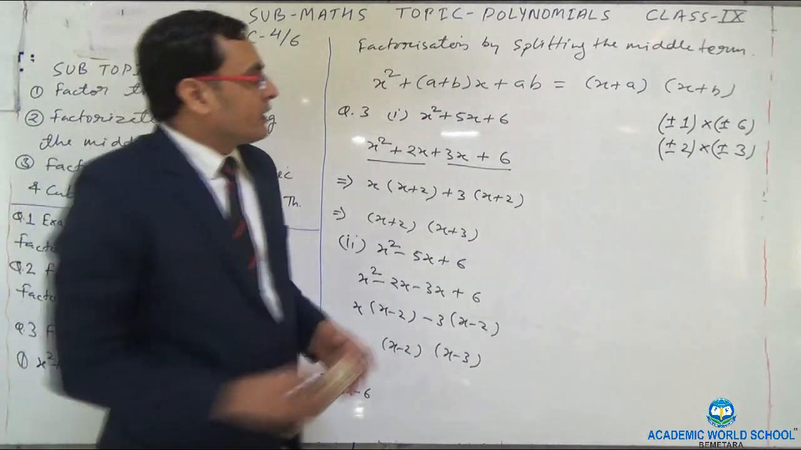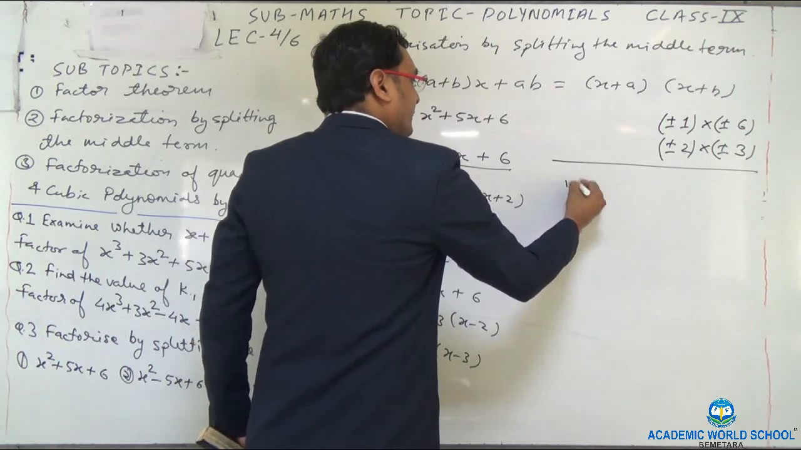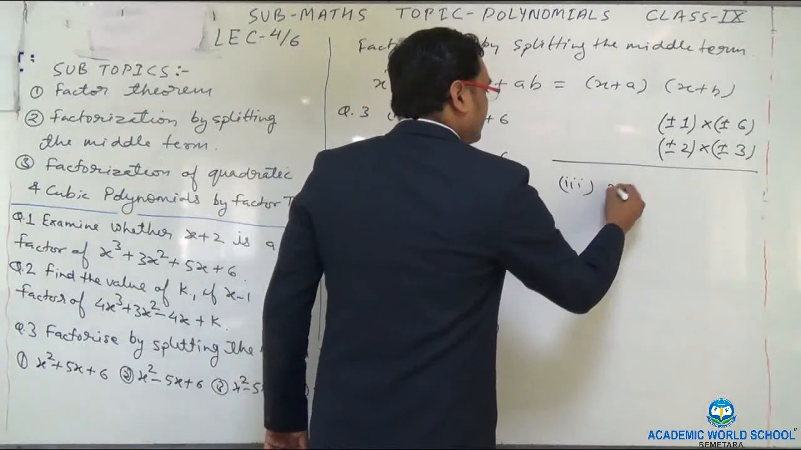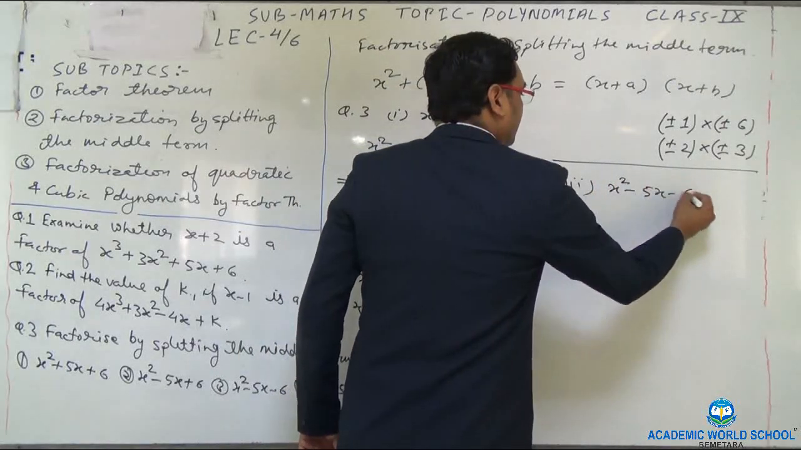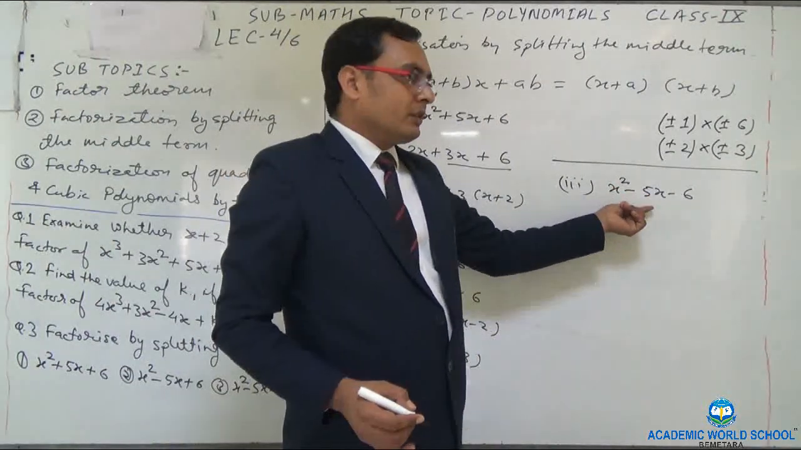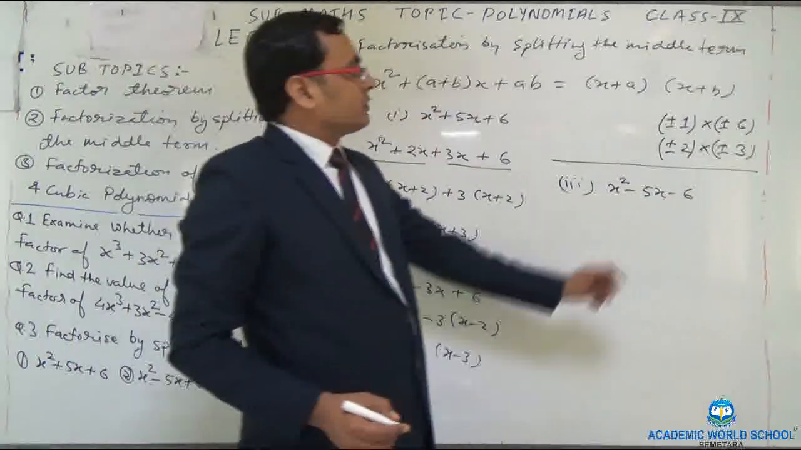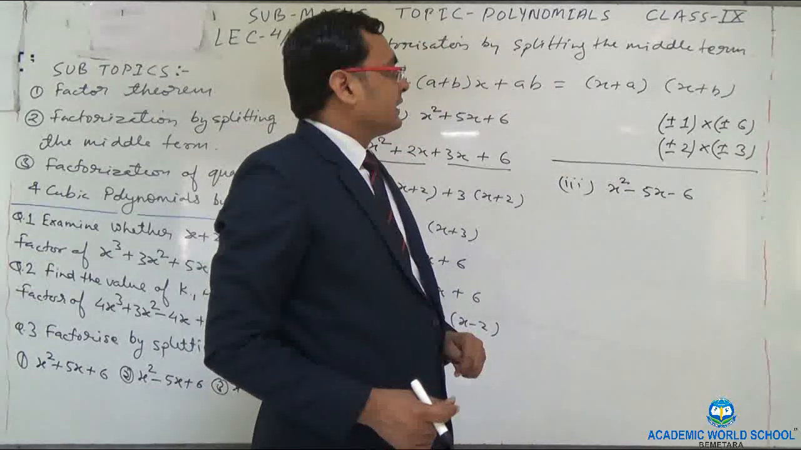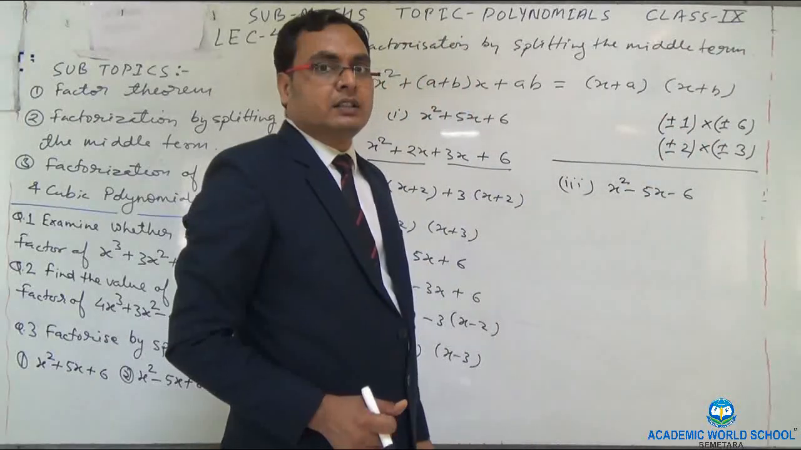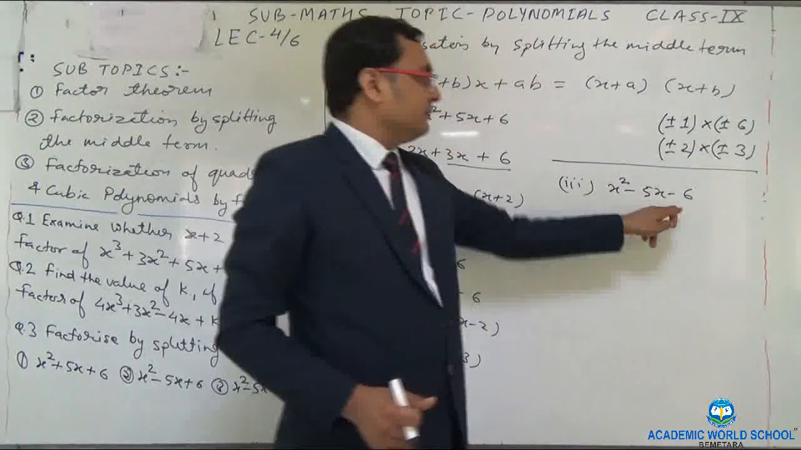Further, we will look at the third example. Third example is x square minus 5x minus 6. Now, the two factors of 6 should give us, on addition, minus 5, and on multiplication, minus 6. So, look here, those two factors will be minus 6 and plus 1. Minus 6 plus 1 will be minus 5, and minus 6 into plus 1 will be minus 6.